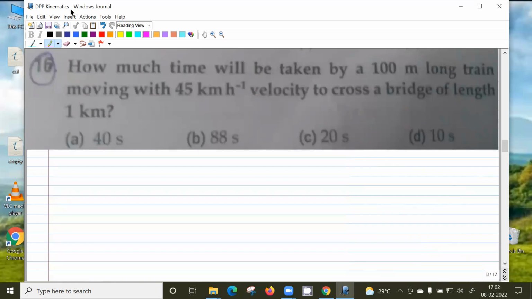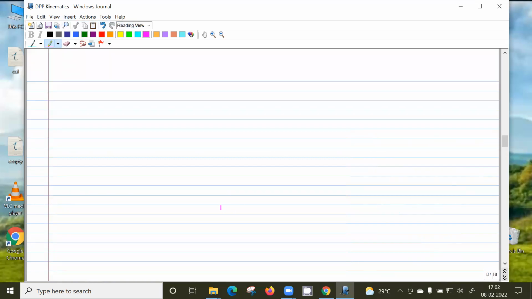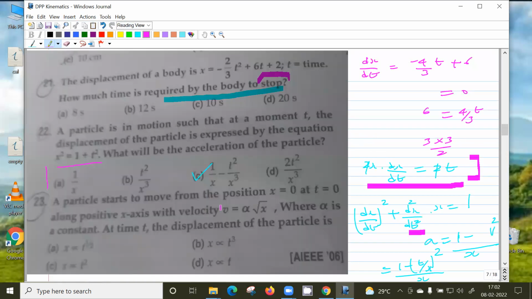Did you get the answer? No, sir. So v is alpha into x raised to the power half.